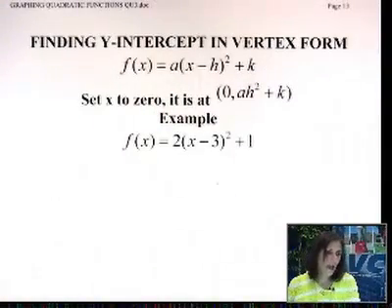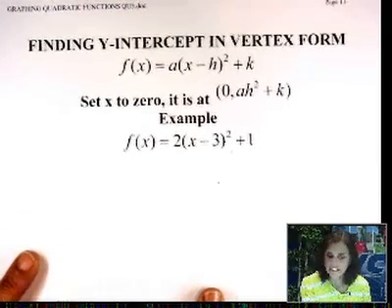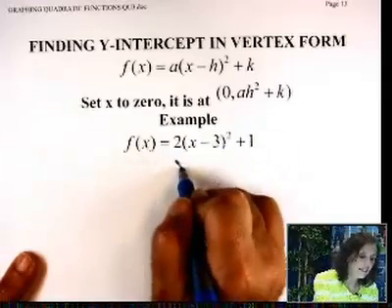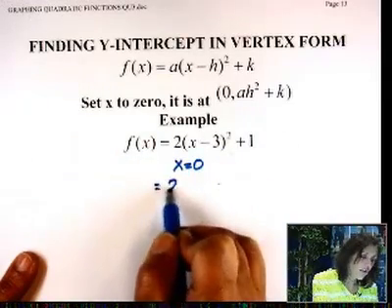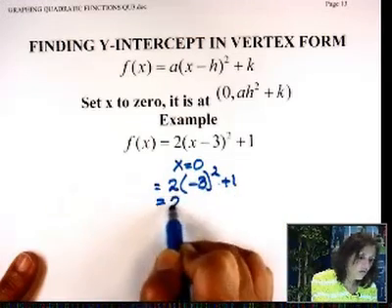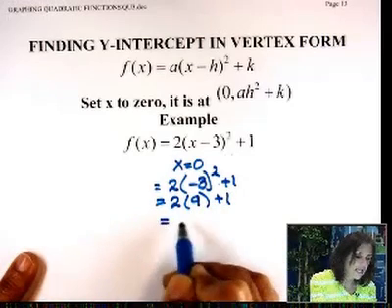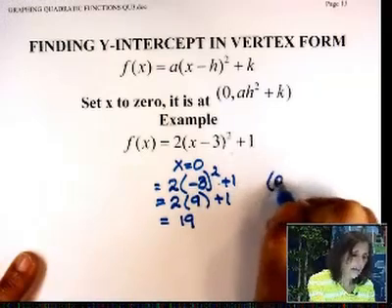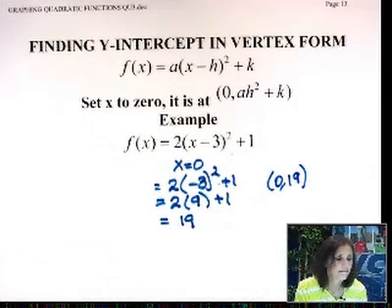How am I going to find the y-intercept when I'm given the vertex form? It's the same thing. You're going to plug in x equals 0. So let's go do that. 2 times negative 3 squared plus 1. Negative 3 squared, that's 9, plus 1. 2 times 9 is 18, plus 1, 19. Where's my y-intercept? My y-intercept is (0, 19).